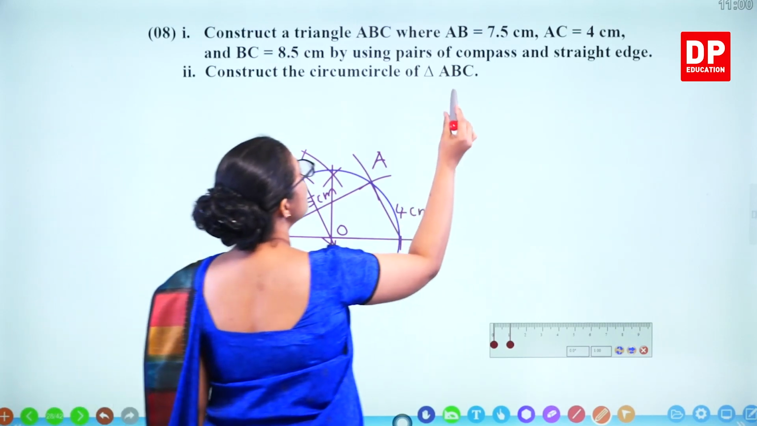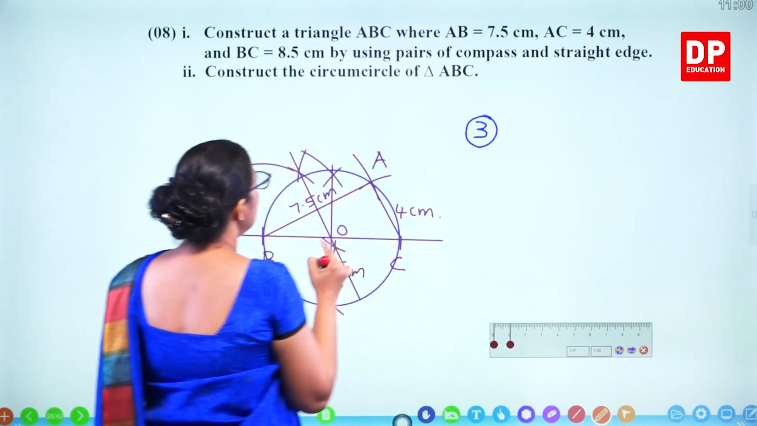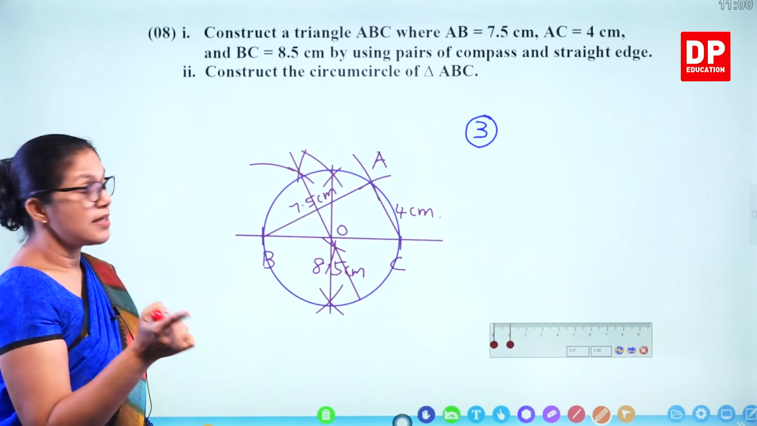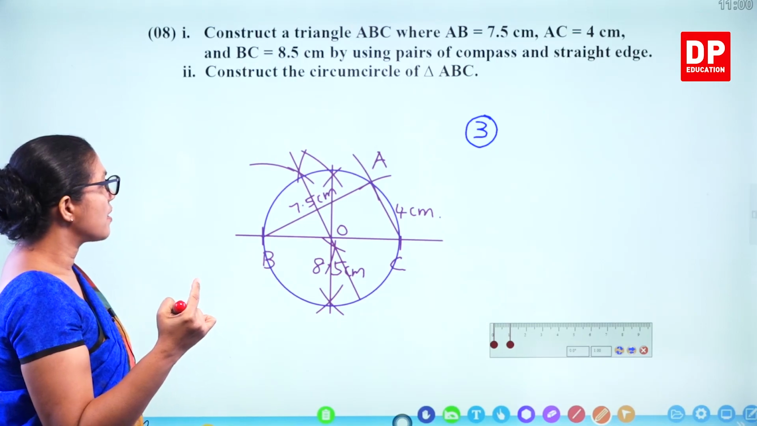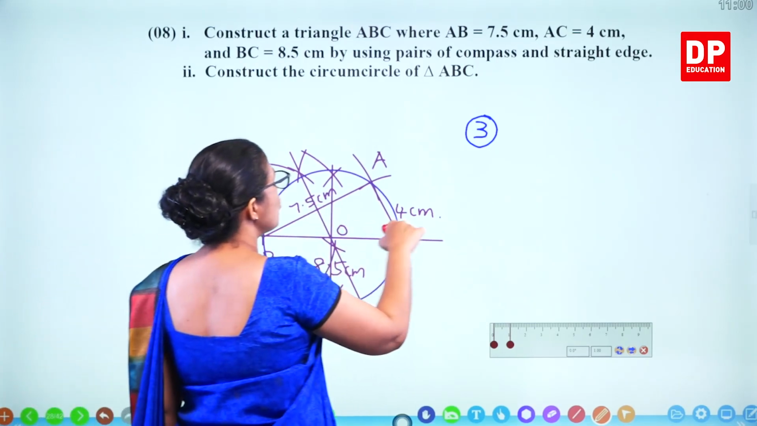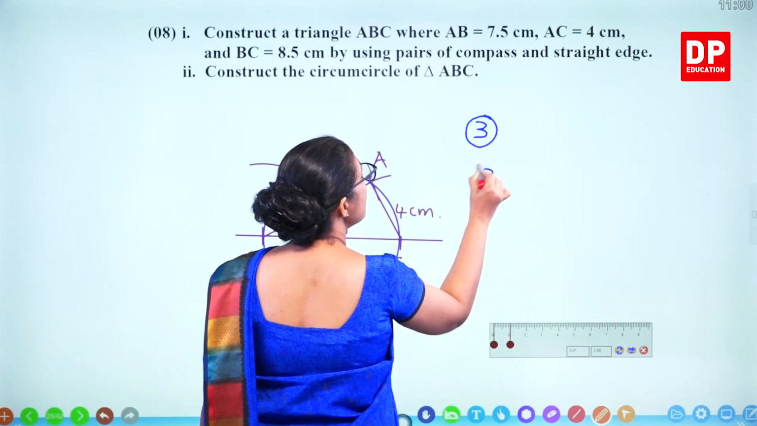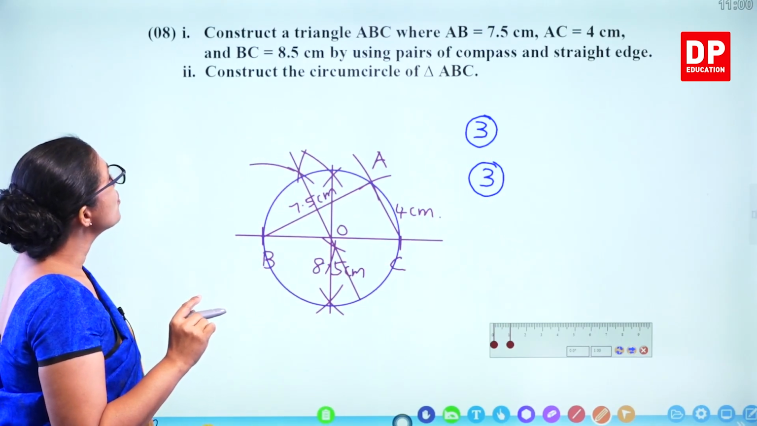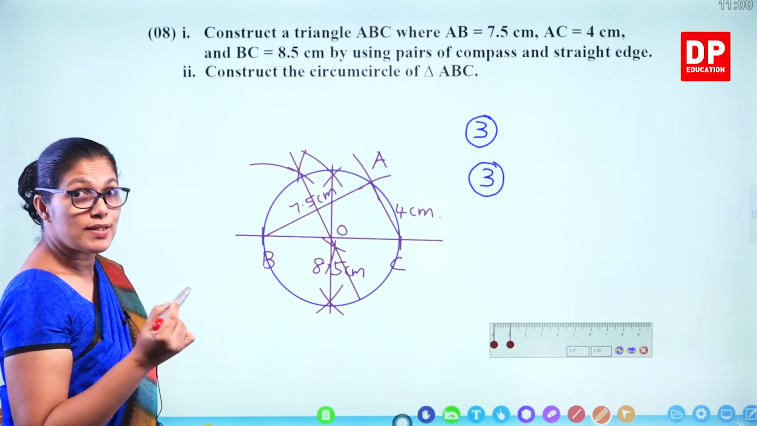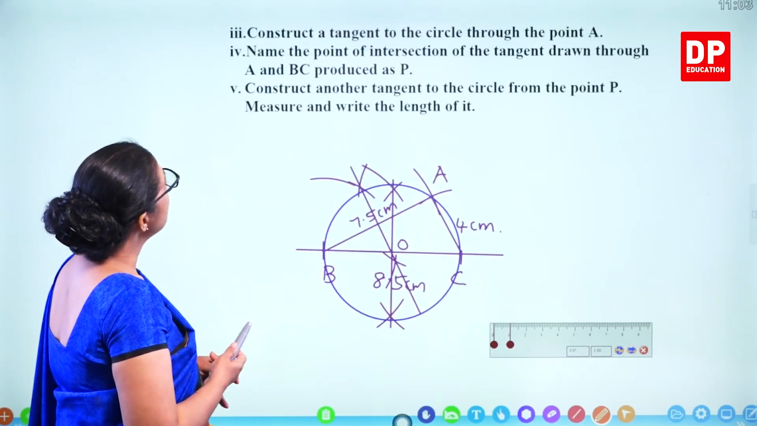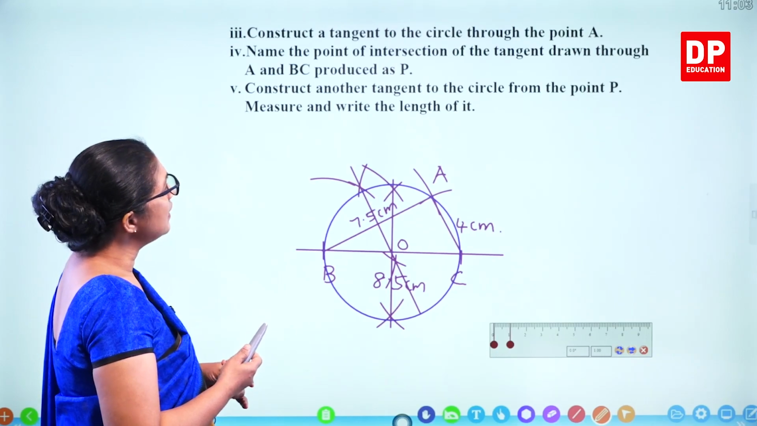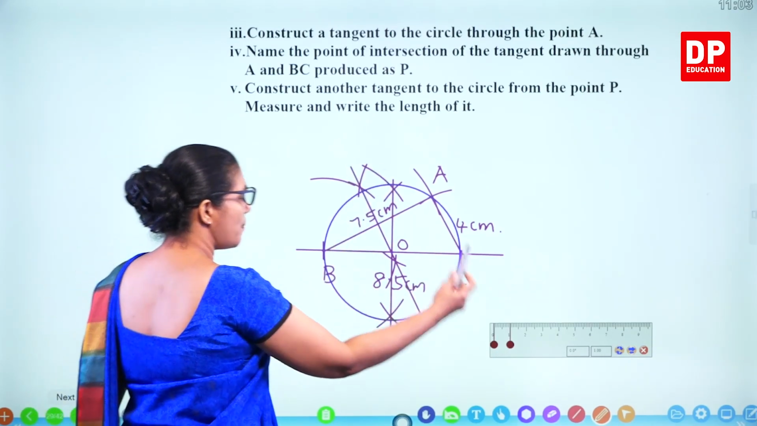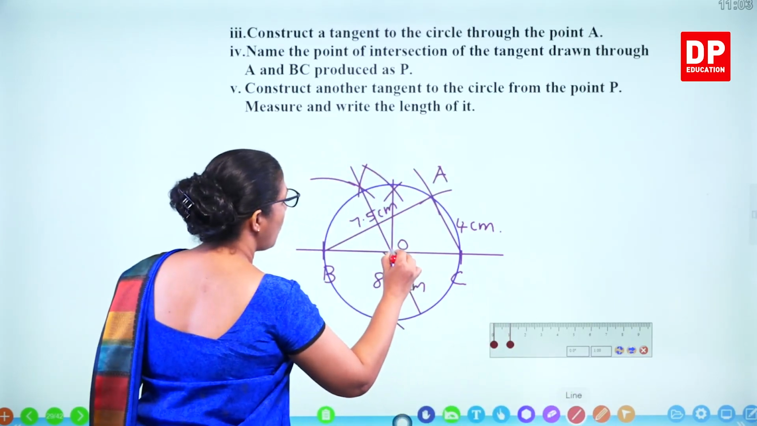So we can give 3 marks for the triangle and 2 bisectors, and the circumcircle another 3 marks. So 1 mark for each perpendicular bisector and the circle. So altogether 6 marks for these 2 steps. And we'll see what's the next step. Third part, construct a tangent to the circle through the point A. So we need to draw a tangent. So before that we'll connect O and A.